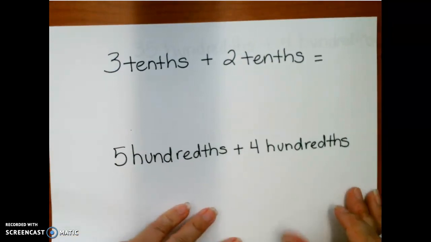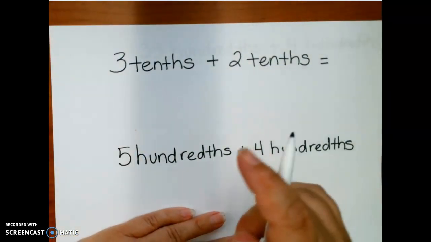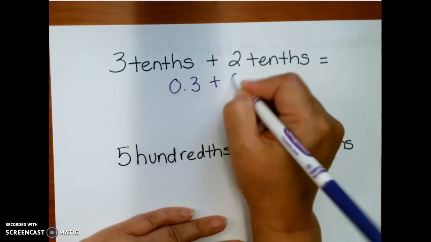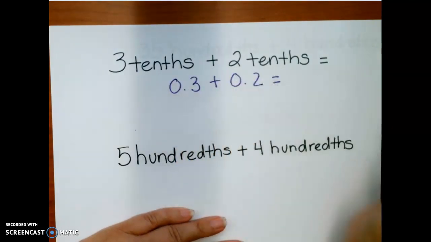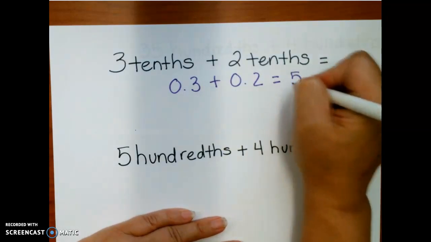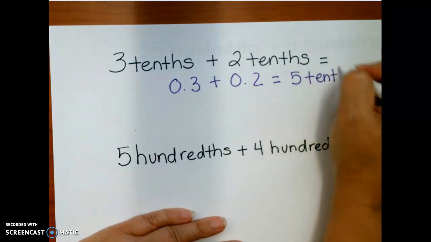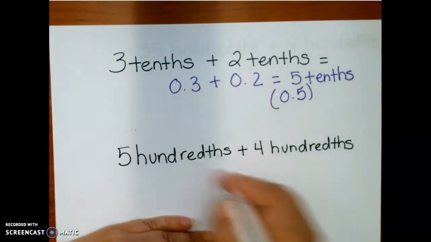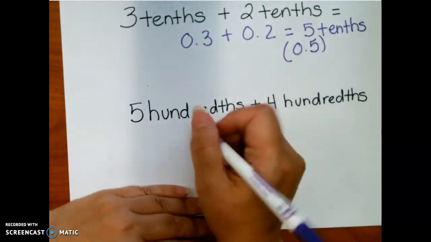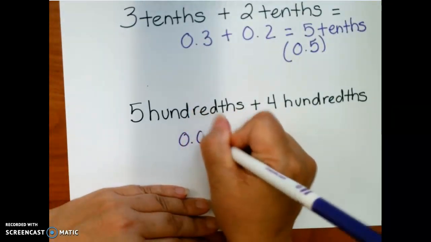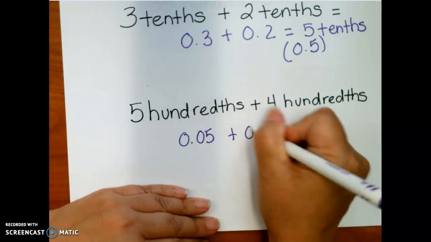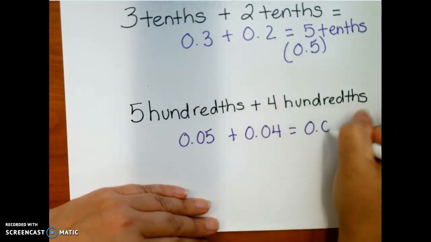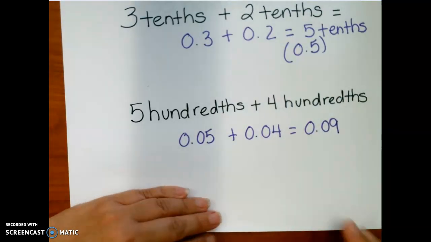Now, 3 tenths plus 2 tenths equals what? Well, I can write it like this. What does that equal? 5 tenths. 5 hundredths plus 4 hundredths equals 9 hundredths.